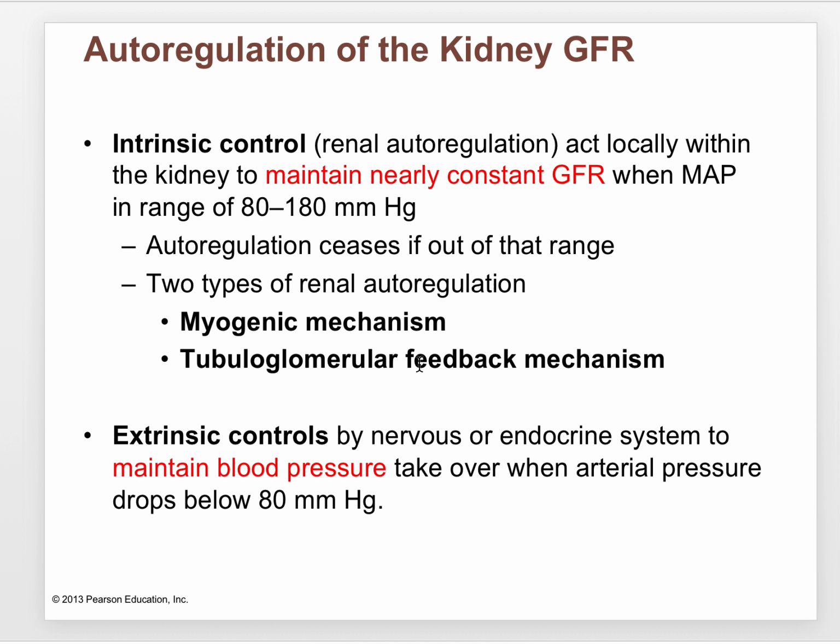The kidney can auto-regulate and maintain a constant glomerular filtration rate when the blood pressure is in a certain range. It's called renal auto-regulation. As long as the blood pressure is between 80 and 180 millimeters of mercury, auto-regulation can basically make a stable glomerular filtration rate. There's two types of renal auto-regulation: myogenic mechanism and the tubuloglomerular feedback. Of course, there's extrinsic controls that are exerted by the nervous system and the endocrine system to maintain blood pressure when arterial blood pressure drops below 80 millimeters of mercury.